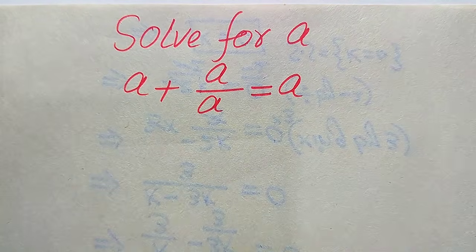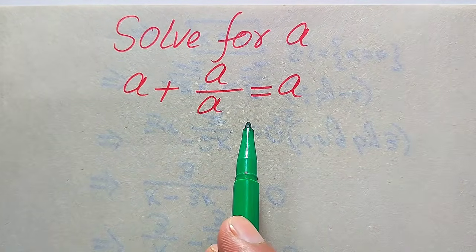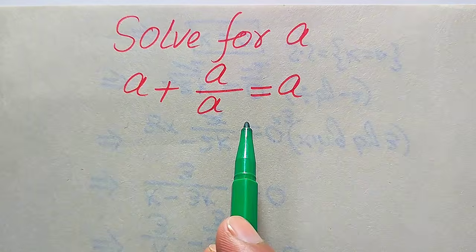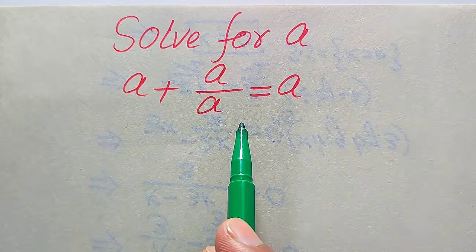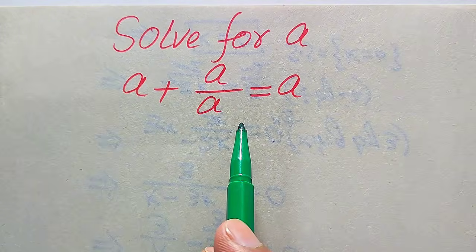If we have a plus a divided by a is equal to a, we solve this problem for all the values of a. So here first we need to find all the roots of this equation, and at the end we will verify which of the roots are solutions and which of the roots are extraneous roots. Further, we solve this problem with two methods.